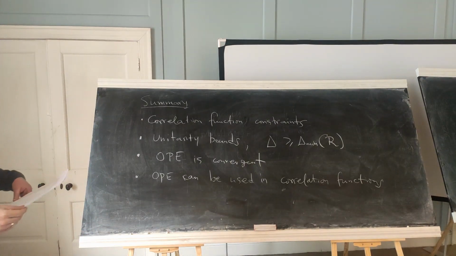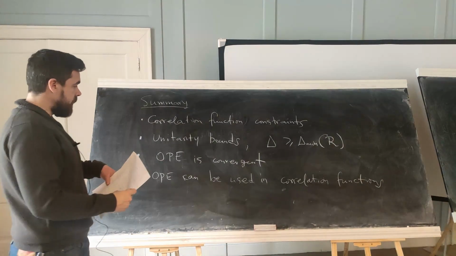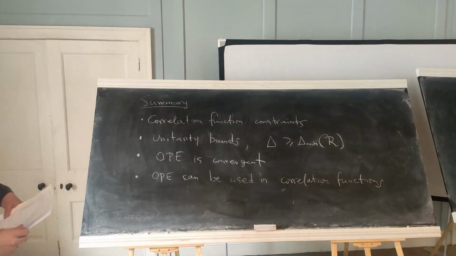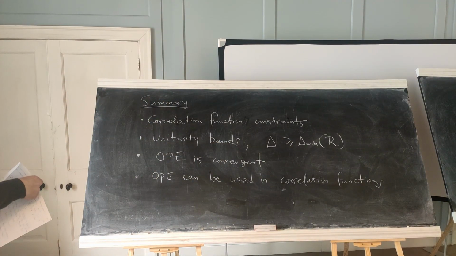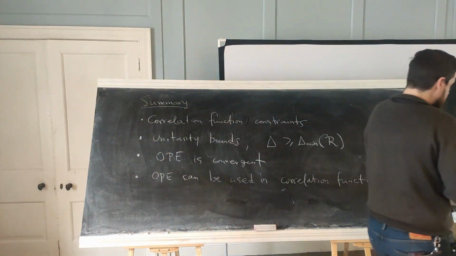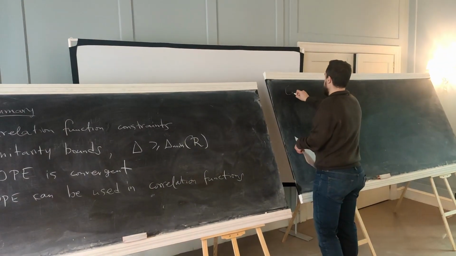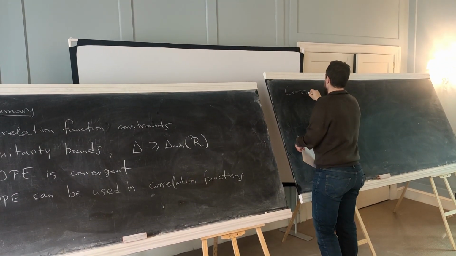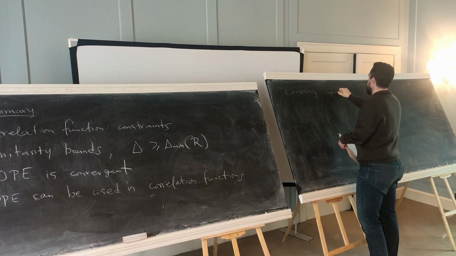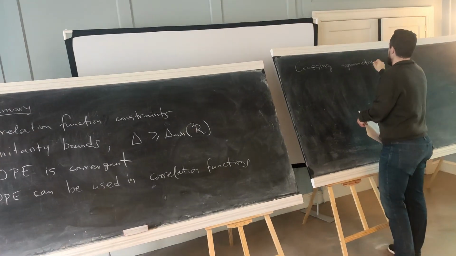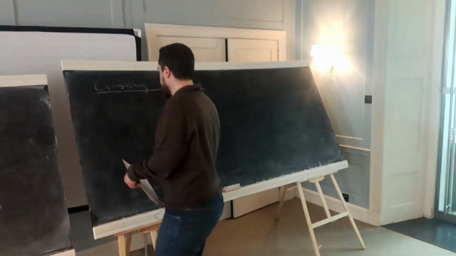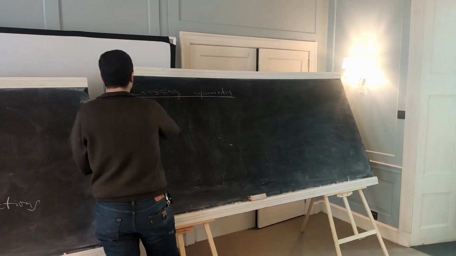So this was sort of the summary, and this last part, that the OPE is a convergent expansion, and can be used inside the correlation function, is the starting point for what we want to discuss today, which is crossing symmetry. And what is crossing symmetry? To discuss it, we'll do it by example, and the example will be very simple.